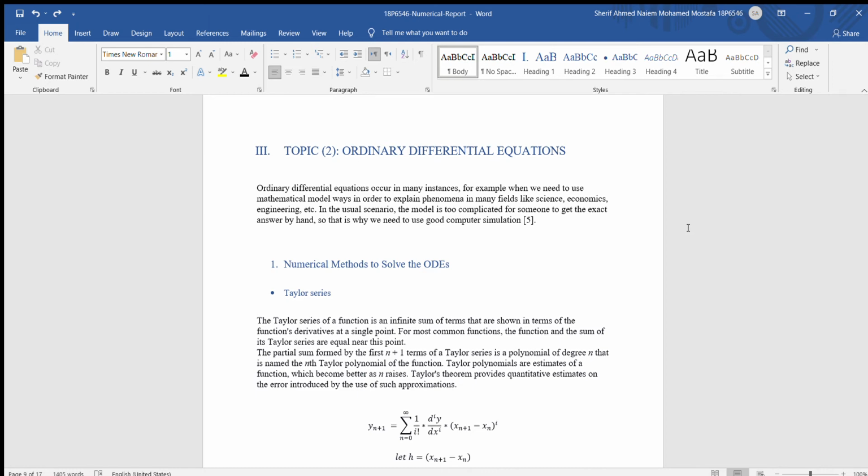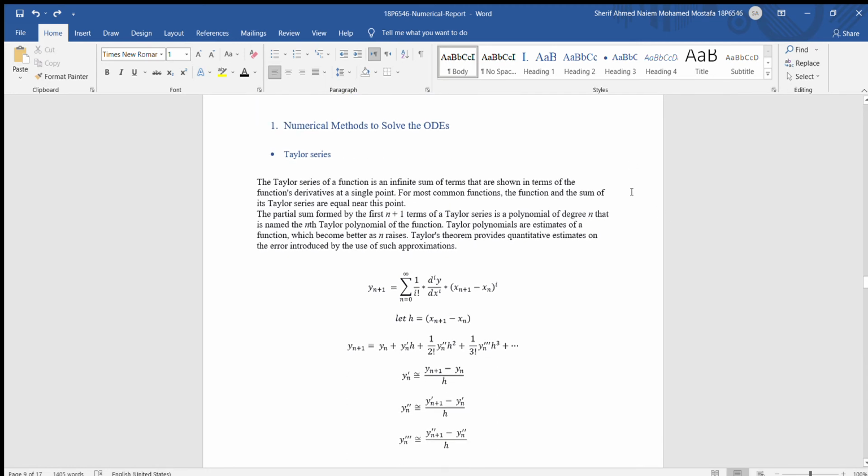What if we have a phenomenon in any field like science, economics, or engineering, and we want to make a mathematical model to convert it to a computer simulation of this phenomenon? Ordinary differential equations are the answer. We will solve the ordinary differential equations numerically.